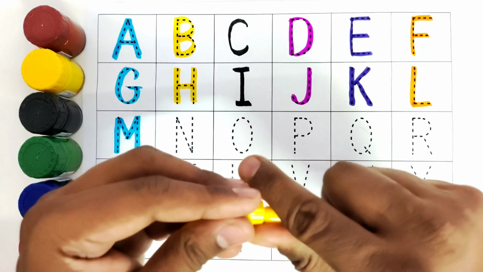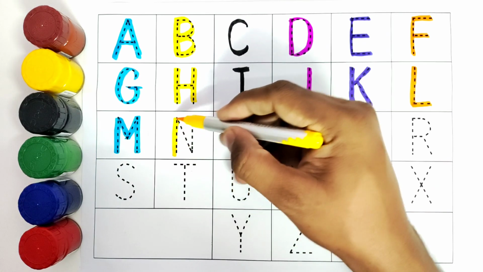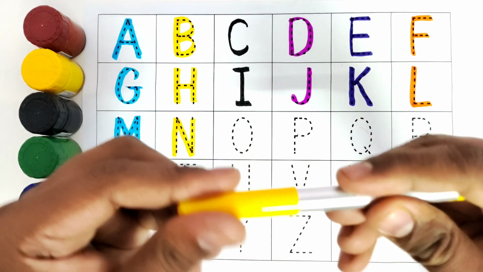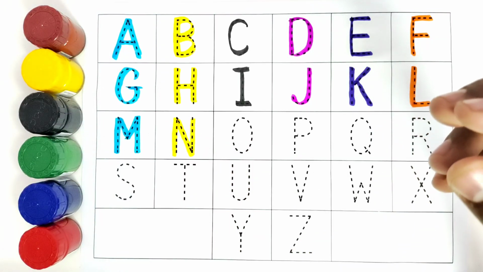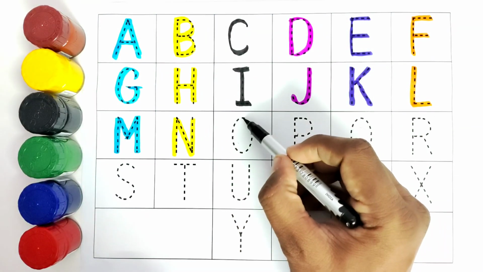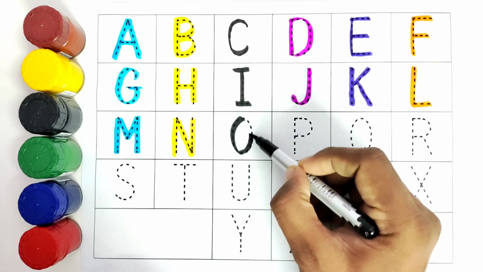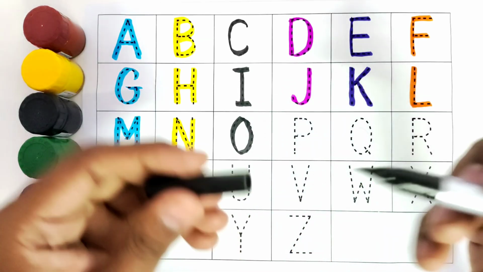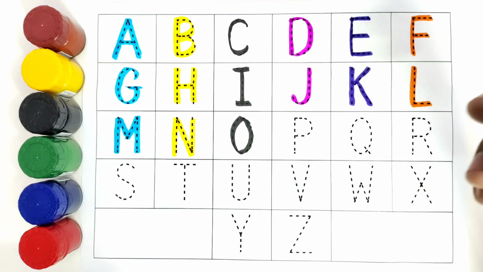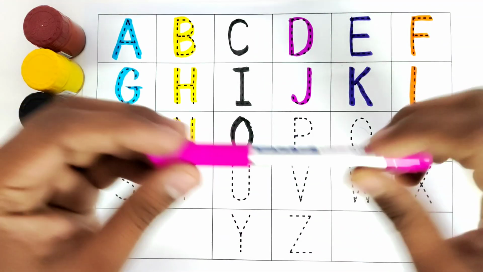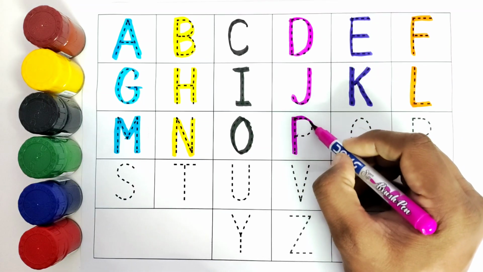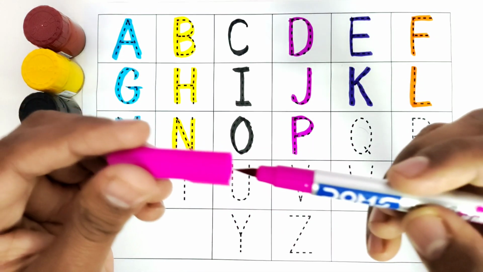Yellow color. N for nest. Black color. O for owl. Pink color. P for parrot.